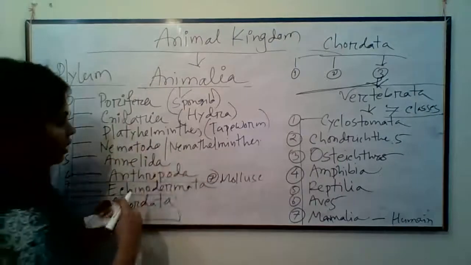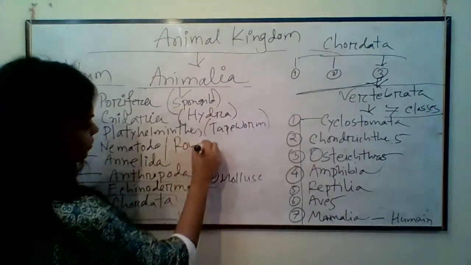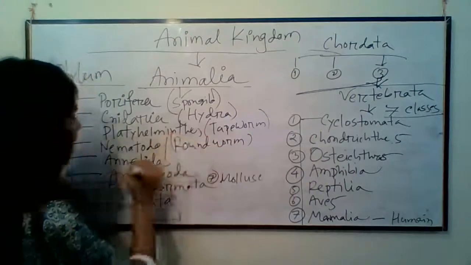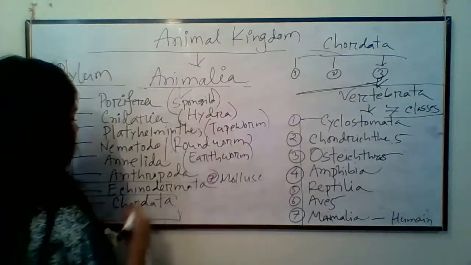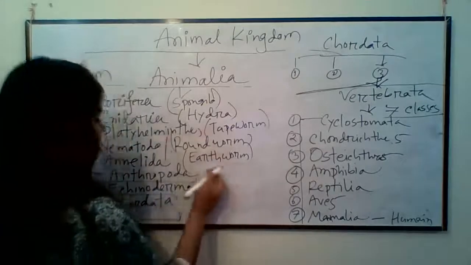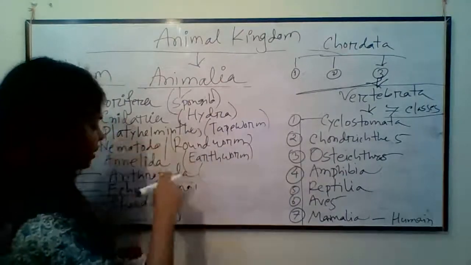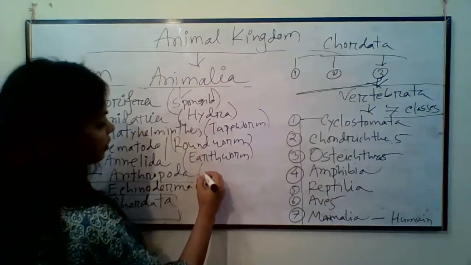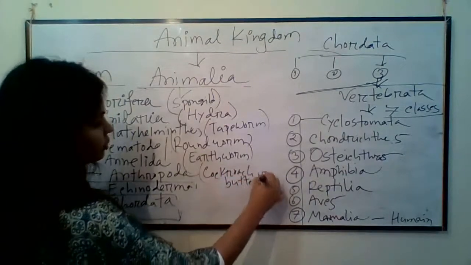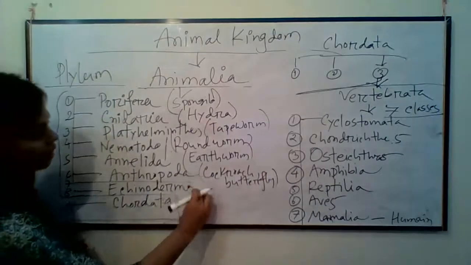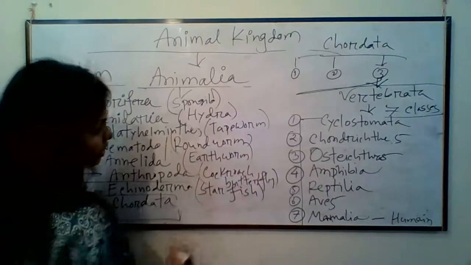Then Nematoda or Nemathelminthes. I'm running for writing this example. Example, roundworm. Annelida: example, earthworm. Arthropoda actually is the largest phylum of the world. All insects are under this phylum, like cockroach or butterfly. Okay, the Echinodermata, they all are marine. Example, starfish. They have dermal skin.